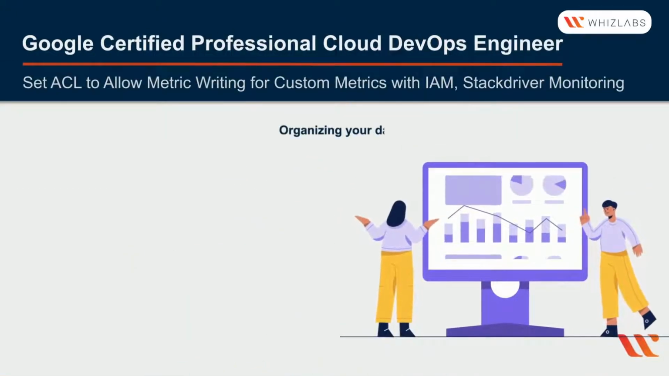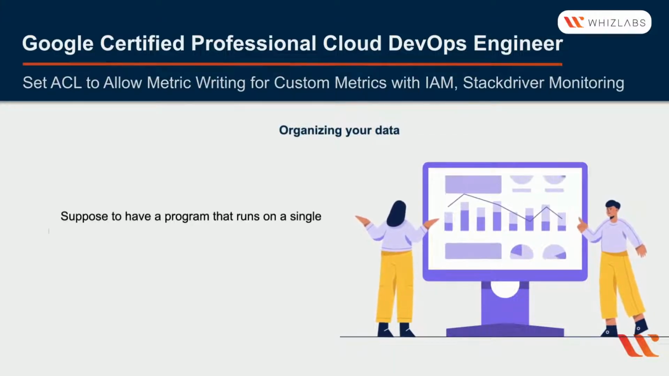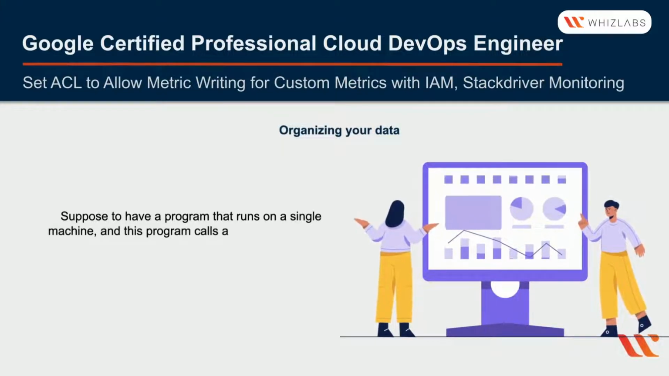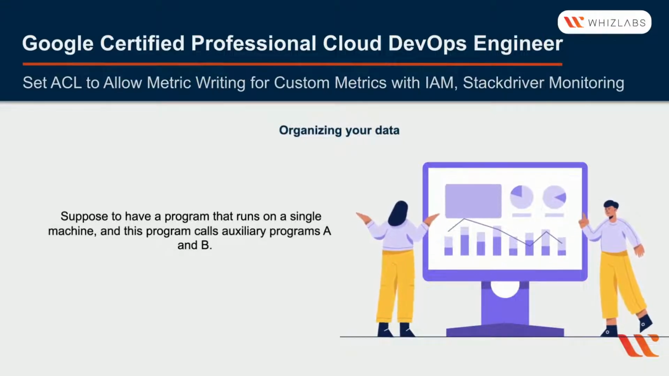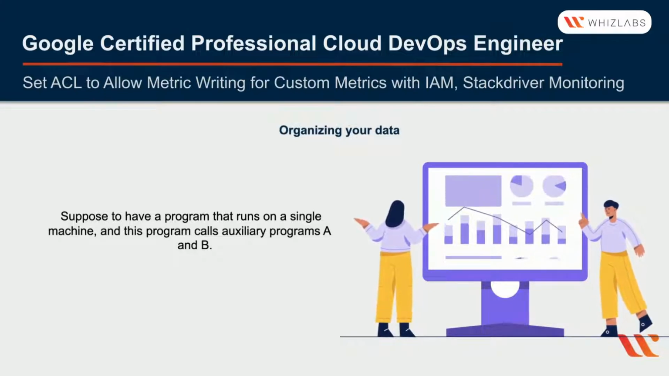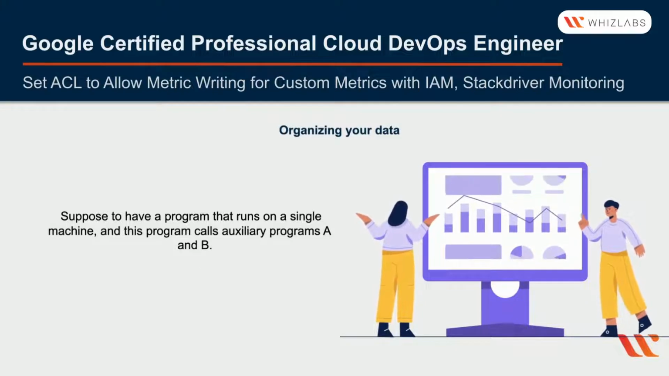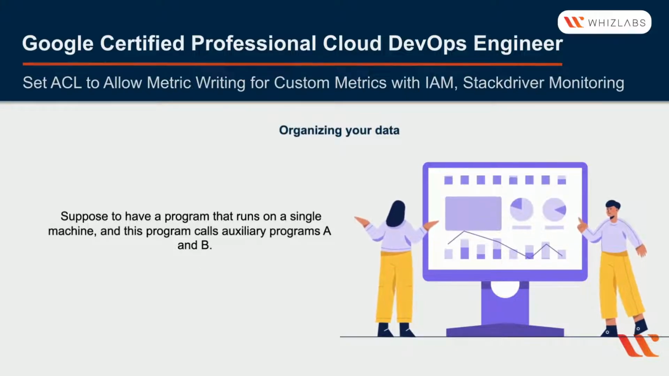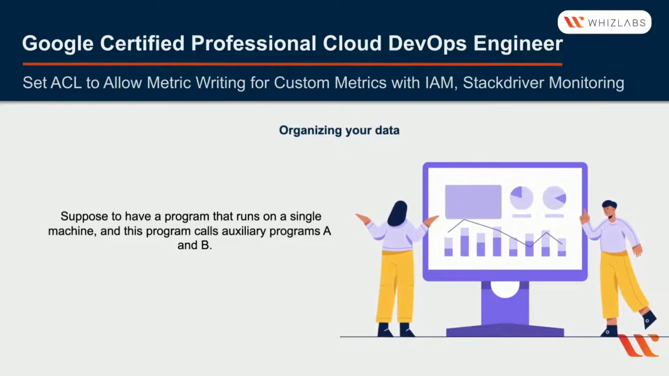For organizing the data, let's say you have a program that runs on a single machine, and this program calls some auxiliary programs A and B. Here you want to count how often the programs A and B are executed. You also would like to know when program A was executed more than 10 times per minute, and when program B is executed more than 5 times per minute.